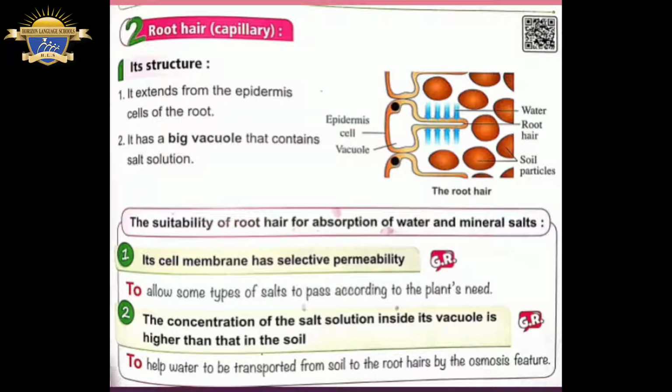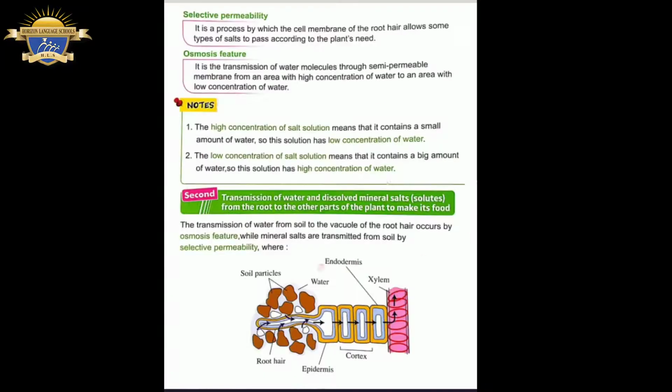Number 2. The concentration of the salt solution inside its vacuole is higher than that in the soil. Give reason: to help water to be transported from soil to the root hairs by the osmosis feature. What is the meaning of selective permeability and osmosis feature? The selective permeability is a process by which the cell membrane of the root hair allows some types of salts to pass according to the plant's need.